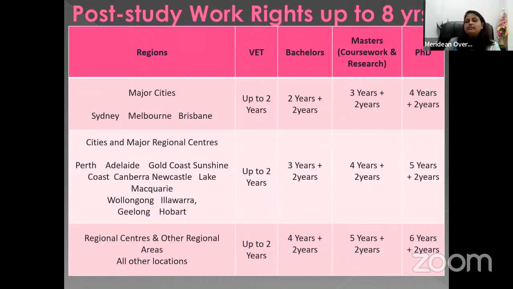Now, if you route towards regional areas like Perth, Adelaide, Gold Coast, Sunshine Coast, Canberra, Wollongong, Macquarie, Geelong, here you will get 5 years for bachelor's, 6 years for master's, and 7 years for PhD. In other regional areas, you will get up to 6 years of post-study work rights for bachelor's, 7 years for master's, and 8 years for PhD programs.